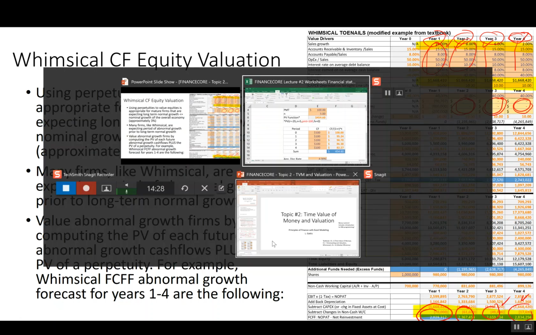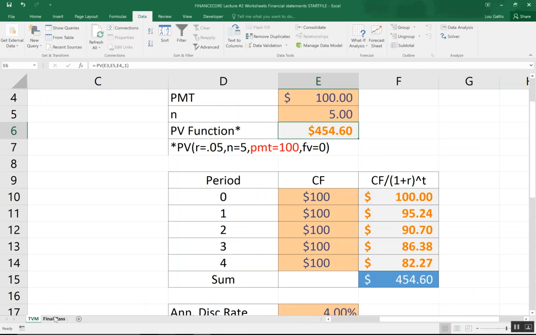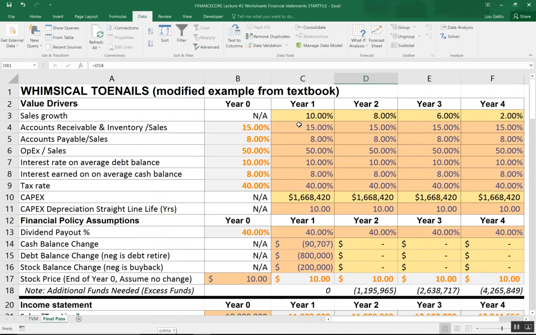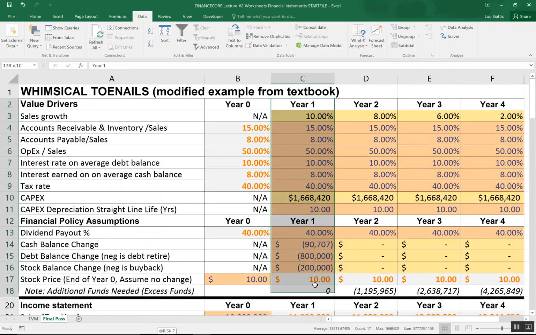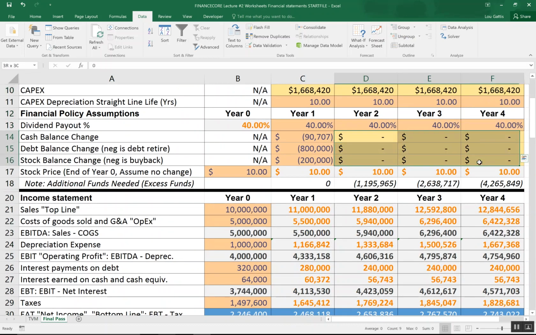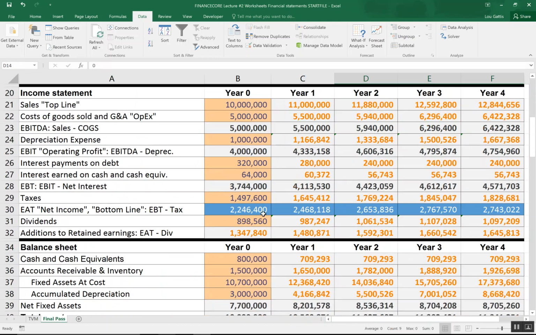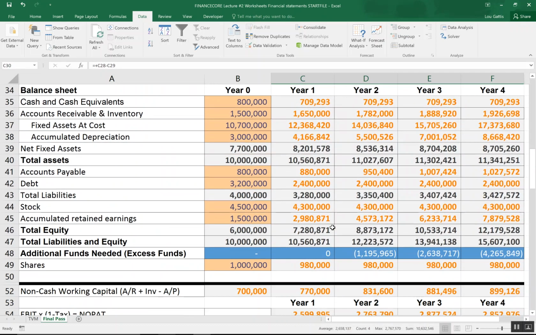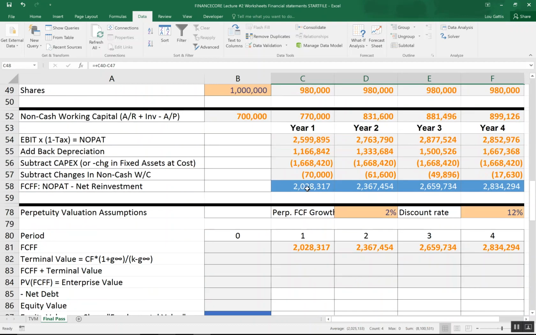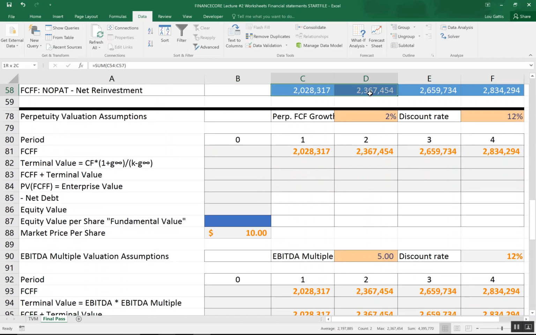Let's go to our start file. I'm going to go to my final pass. There's my model there. Notice this is what we filled in the first lecture. I just copied the same assumptions for the next few years. I then didn't do anything with the changes in cash, debt, and stock. I then forecast increases in net income from 2.4 million to 2.7. Notice I didn't have to balance the balance sheet because that has no effect on free cash flow, because all I really care about is this free cash flow estimate of 2 million, 2.3, 2.6, and 2.8.